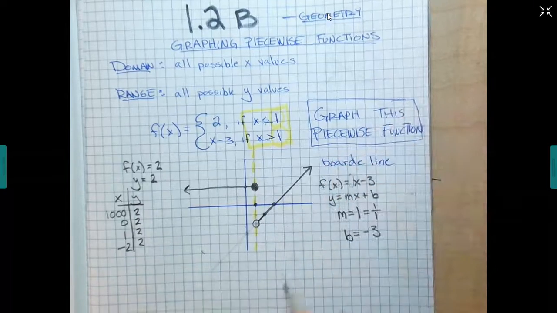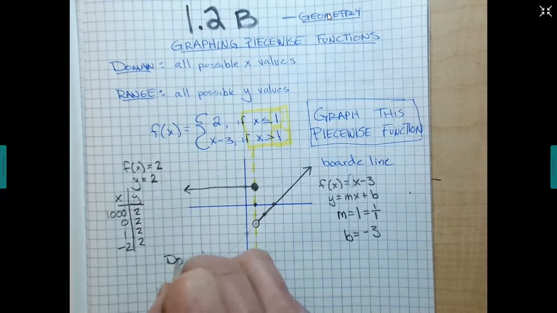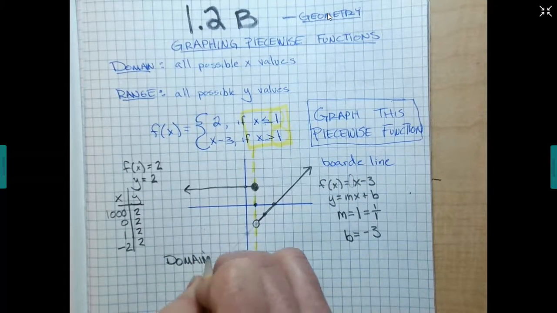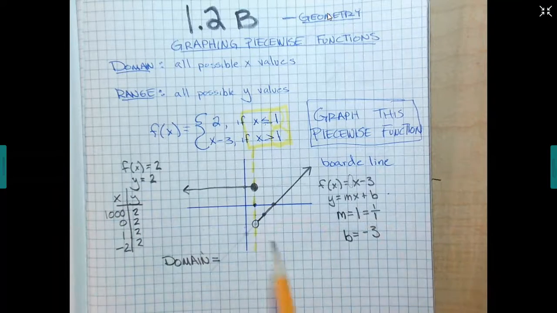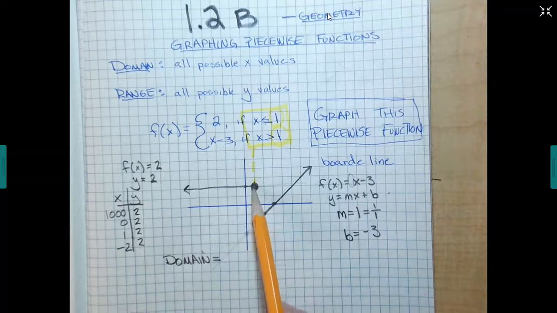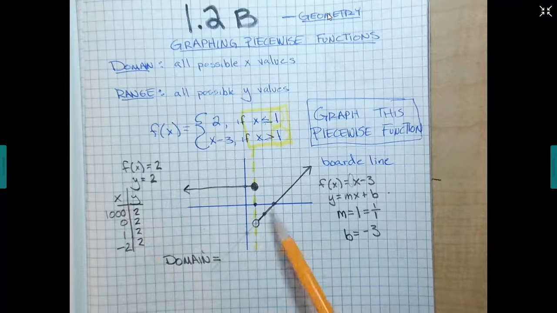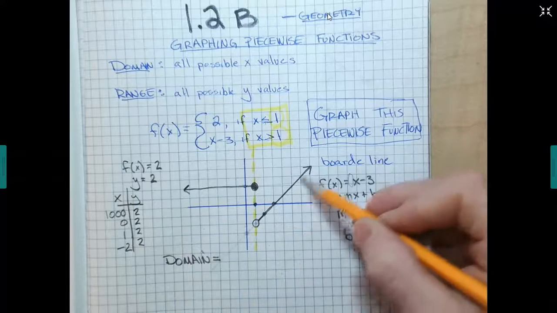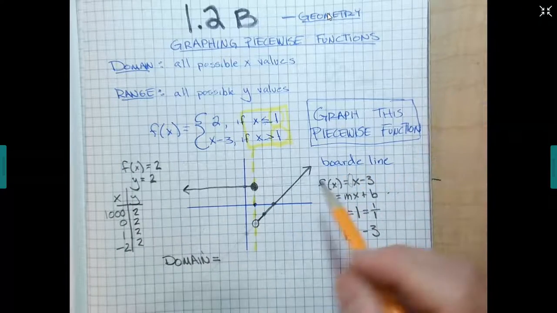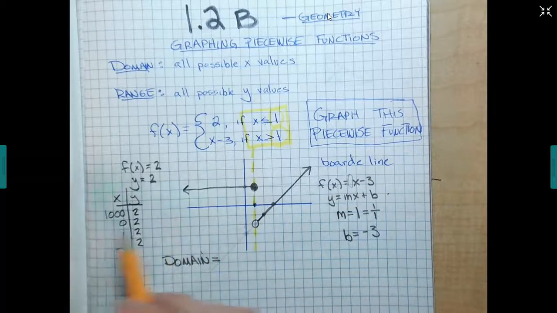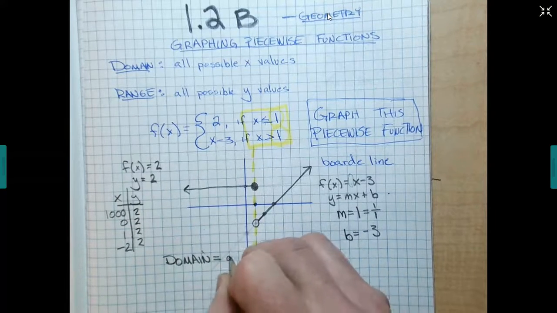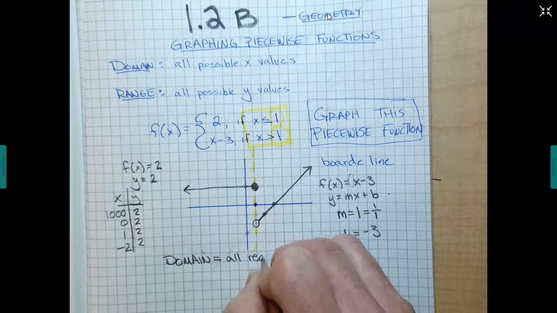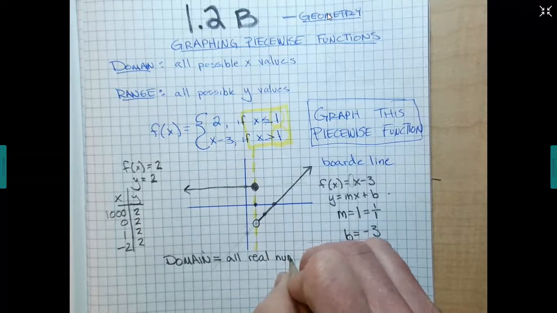Now with this piecewise function, what is my domain and my range? So my domain is how wide it is. So what are my x values? Well, my x value goes on forever, and this line actually extends on forever. So my x values go all the way negative, all the way positive. So my x values are all real numbers.